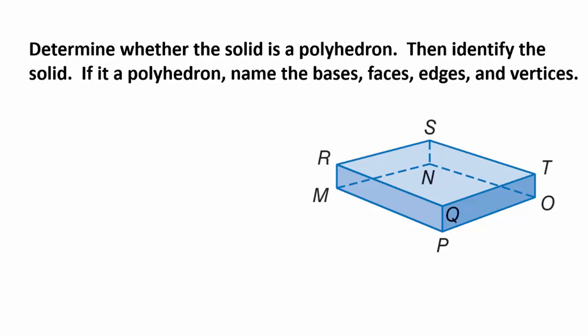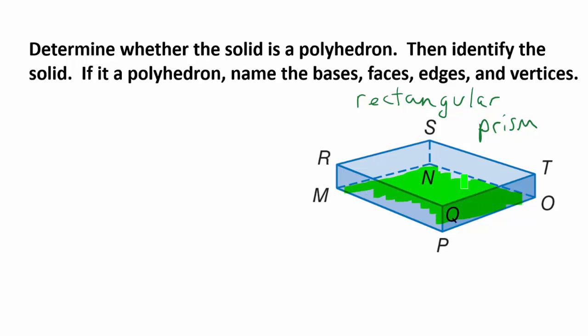So yes, it is a polyhedron, and we're going to call it a prism, but more specifically, it's going to be a rectangular prism. So I'm just going to go ahead and write rectangular prism because that is our polyhedron. And now we're going to start looking at the bases. I'm going to start by highlighting this bottom rectangle down here. That's going to be our first base. Since it's a rectangular prism, we're going to call that one rectangle MNOP.